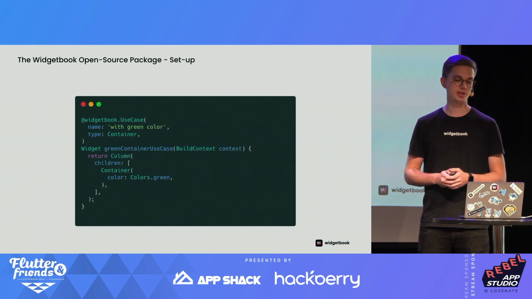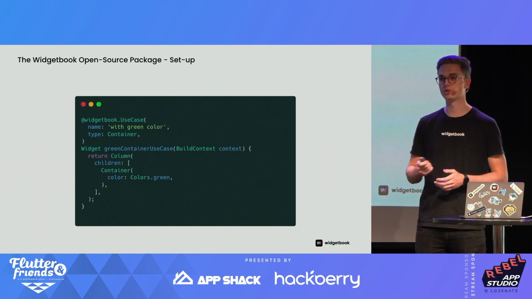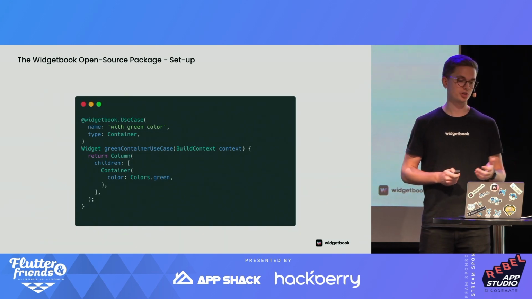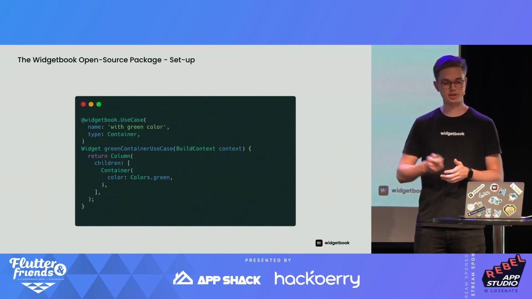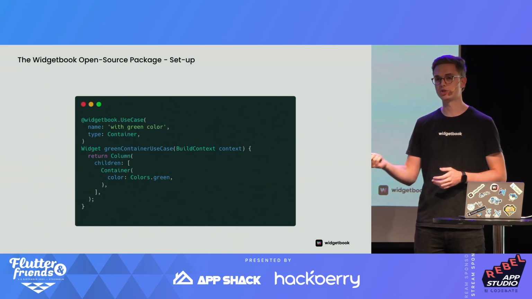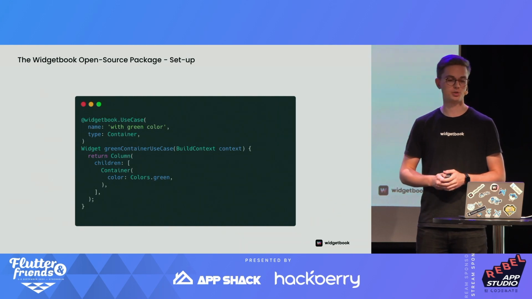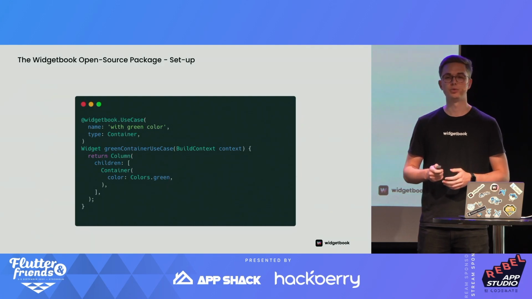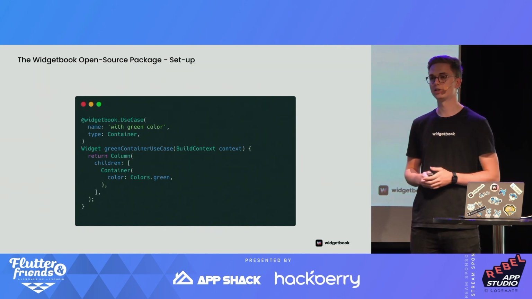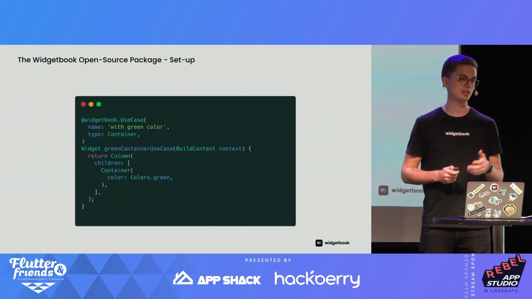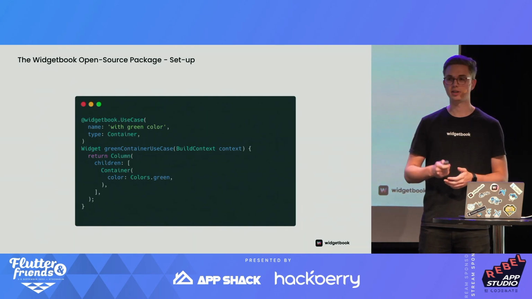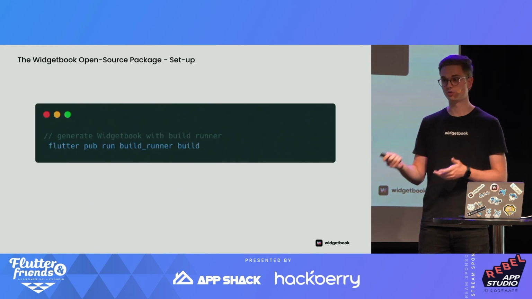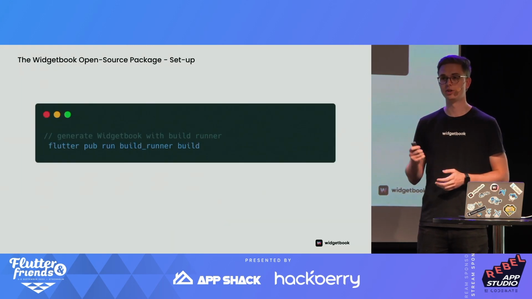And in this case, we can see that the use case annotation comes with two parameters that you have to include, name and type. Name, in this case, we say, okay, the use case is with green color. The type is just the widget that we'd like to include, in this case, the container. And then we're defining a method, in this case, the green container use case. We're returning a column here that is wrapping our container, and then we have to mock the required parameter. In the case of the container, it's the color, so we're defining here that we want to see it in green.